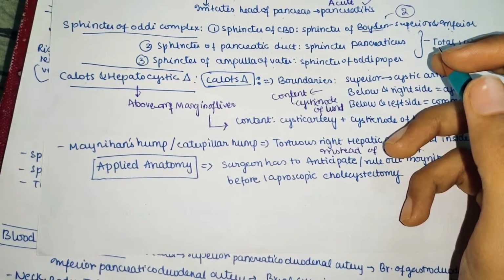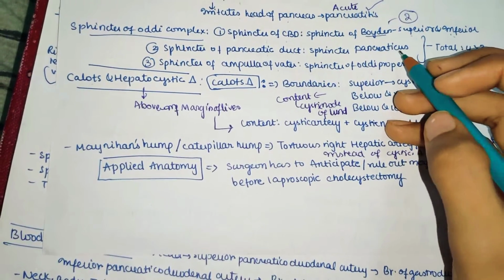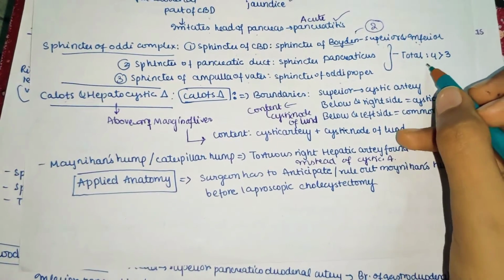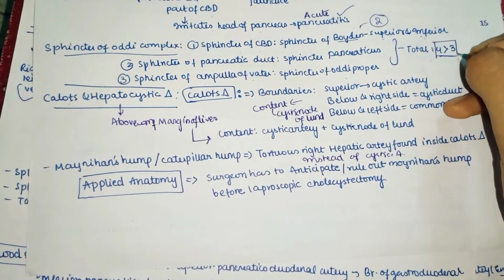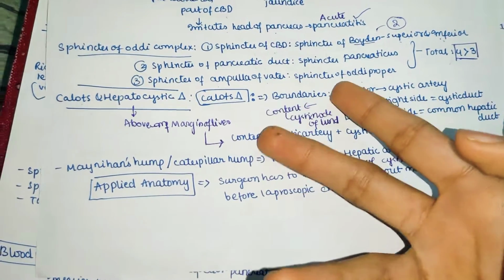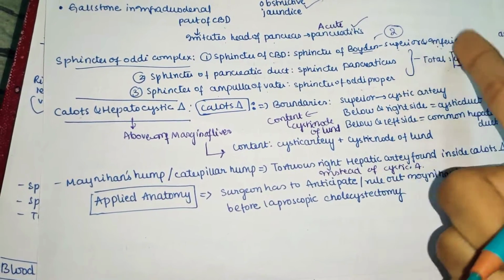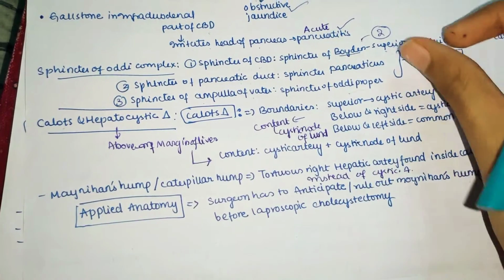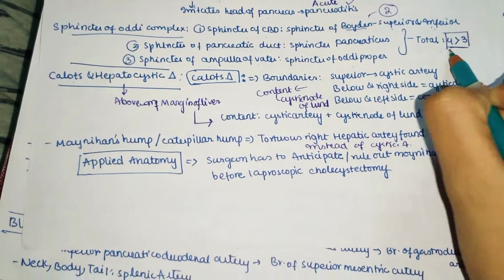It is nothing but where our common bile duct meets the pancreatic duct. So these three, there are like a total of four. You have two answers, both are right. You can say there are three, or you can say four. Why say four? Because the sphincter of Boyden is divided into superior and inferior. So sometimes you consider it, sometimes not. Both are correct, but 4 is greater than 3.